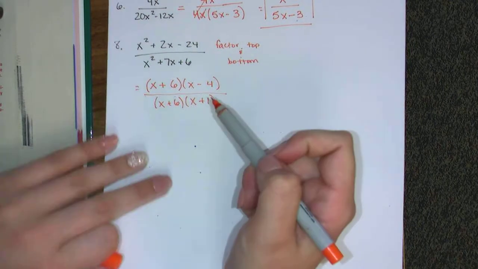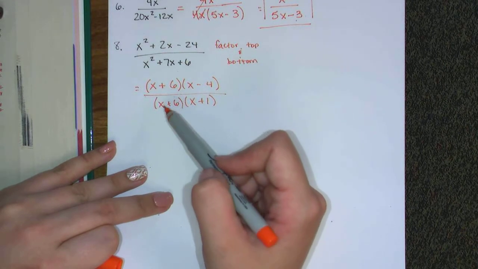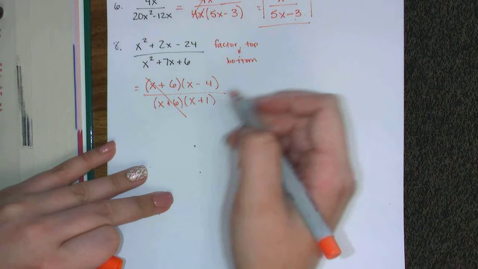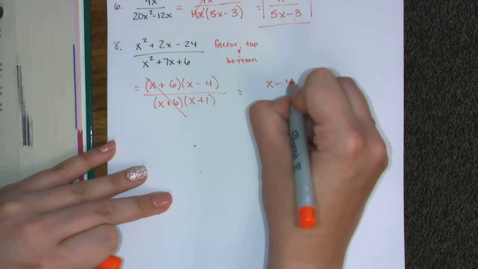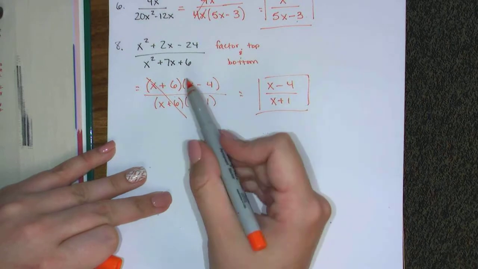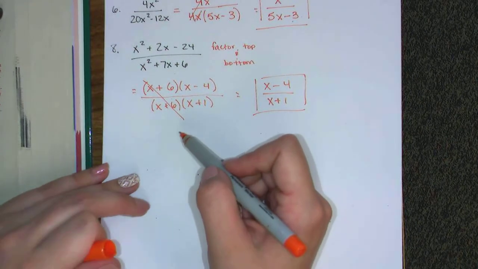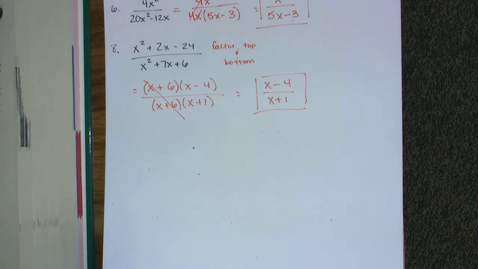So now I have something top and bottom that matches. These x plus 6's can cancel each other, leaving me with x minus 4 over x plus 1. Okay, so you got to get it in factored form, and then you should be able to cancel some stuff. Occasionally, one of them might already be in simplified form. Okay, that is a possibility.